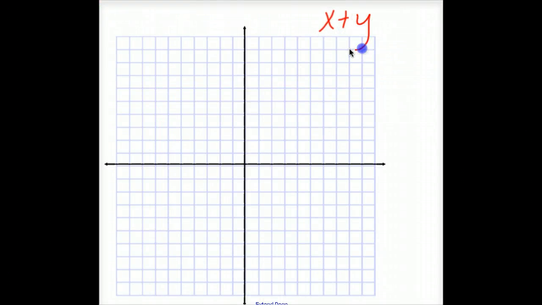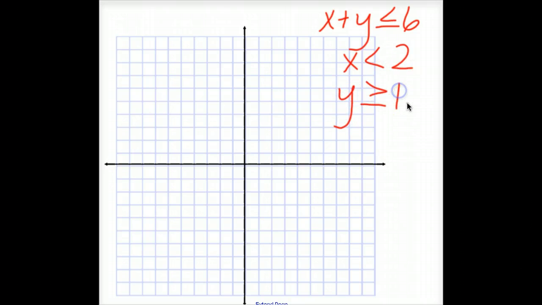X plus y is less than or equal to 6. X is less than 2. And y is greater than or equal to 1.5. So we're going to graph all 3, shade all 3, and find the region in which they all have a solution. So first, x plus y is less than or equal to 6.